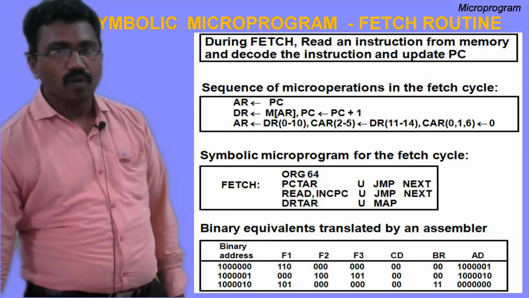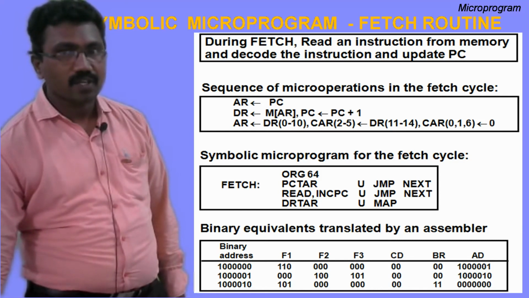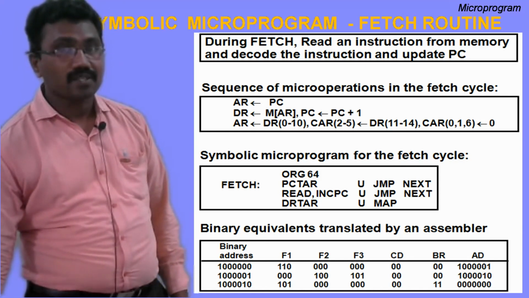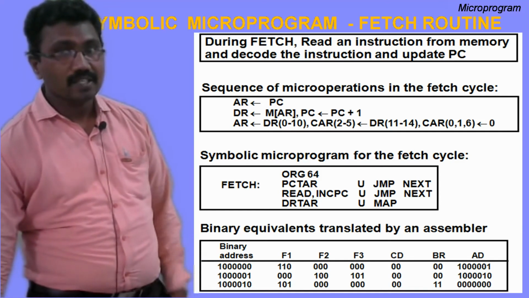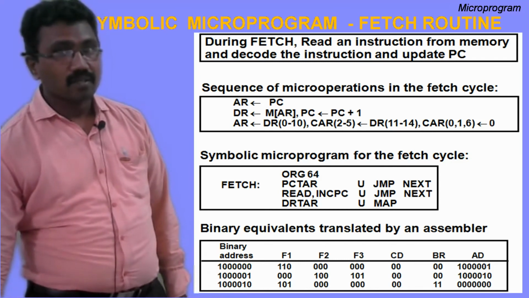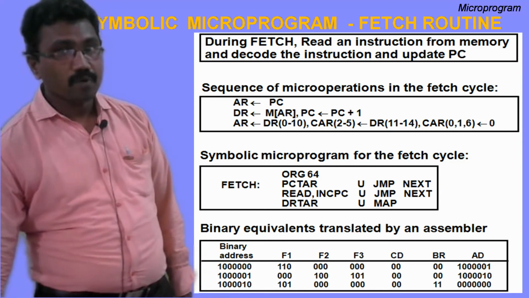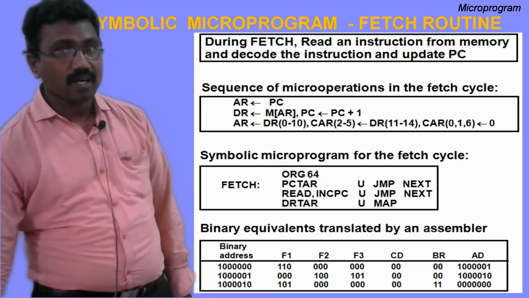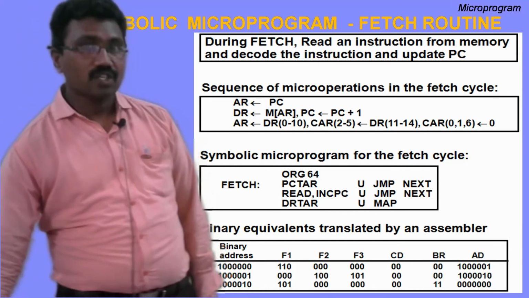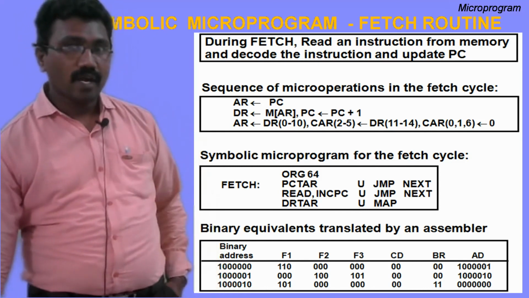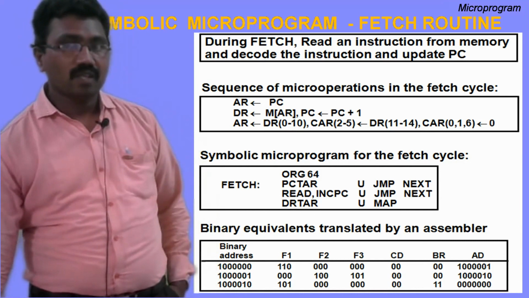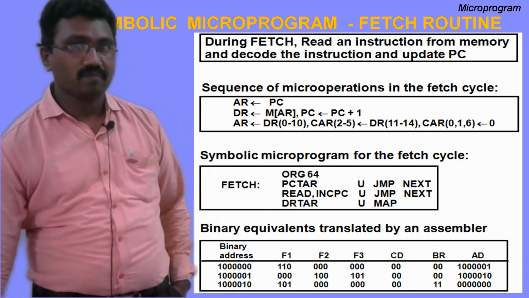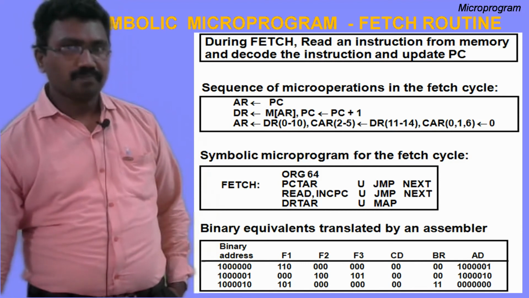Next, coming to the conditional field, what is the condition here? U. U means unconditional branch, always, condition is equal to 1. So jump is the branch field. Jump to what? Next is the address field, which is a symbolic address. Next means the present microinstruction is at address 64, so next means 64 plus 1, 65. The address of the next microinstruction is 65. Then go to the next one.